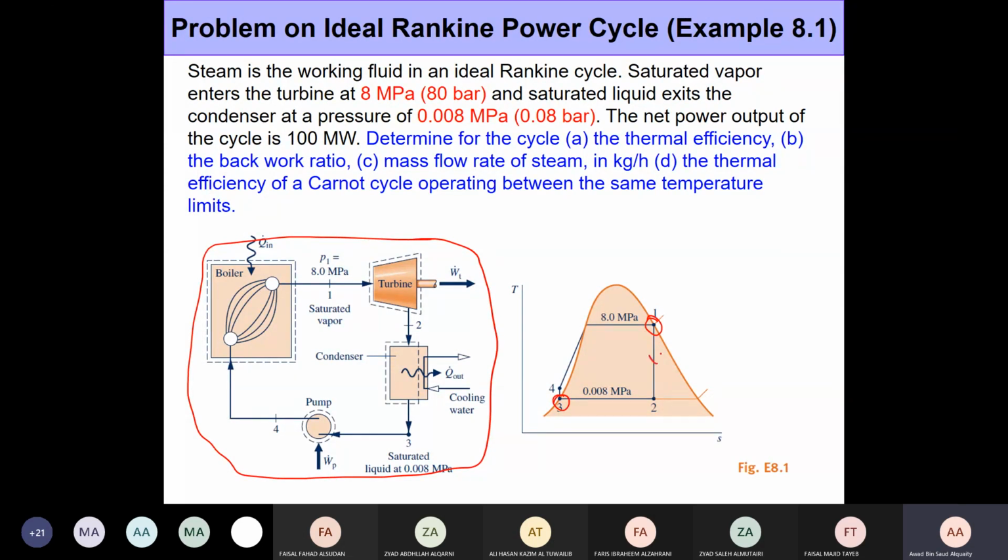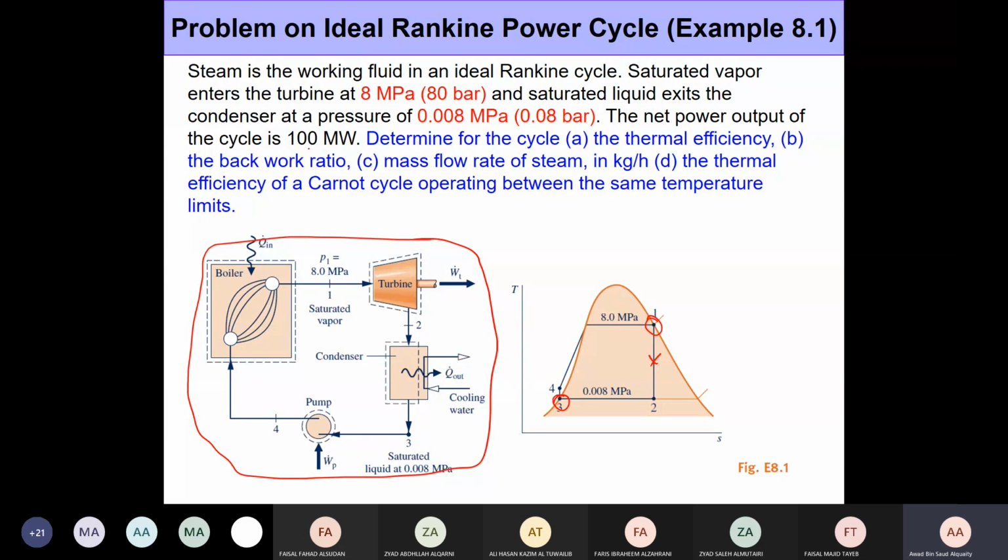So we know that process 1 to 2, which is the expansion within the turbine, is isentropic. In the same way, the compression within the pump is also isentropic. So we know the entropies at state 4 and state 2 simply because we know the entropies at states 1 and 3. All right, so that's enough information for us to go ahead and solve this problem.